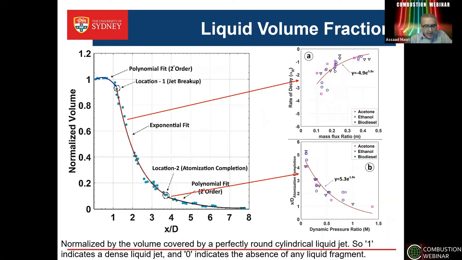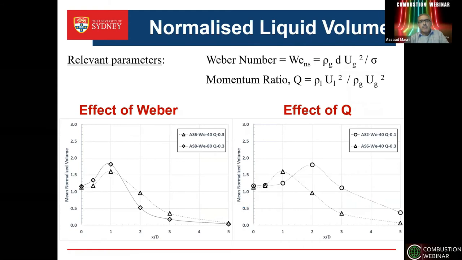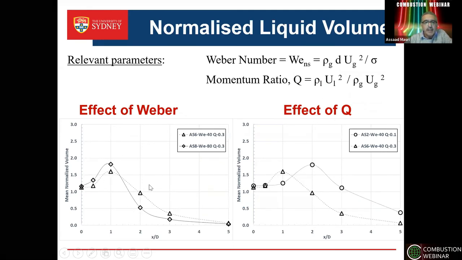A second piece of information that we've come up with, which is interesting, is the volume fraction, which is the extent of the decay of the liquid core on the center line. So at the exit plane, this is one, because you have just 100% liquid, and that decays to zero on the center line as the atomization takes place. The relevant controlling parameters are Weber number and momentum ratio, and I need to press on a little bit. So here, these plots show the mean normalized volume, and the plot on the right-hand side shows the effects of the momentum ratio.